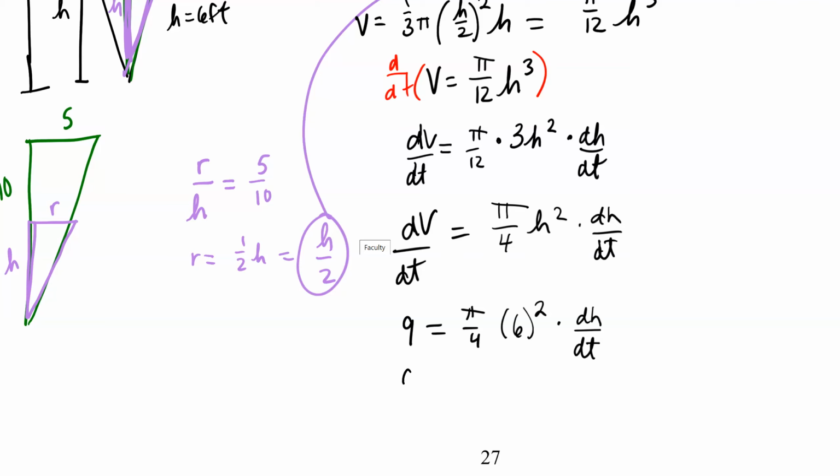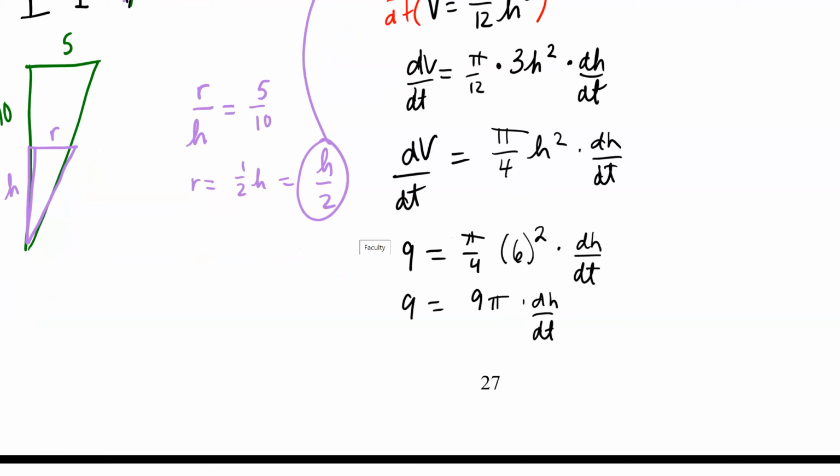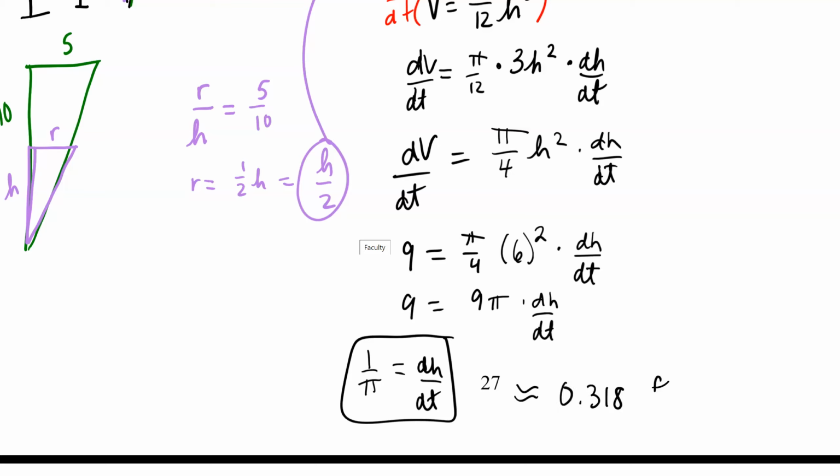So 9 equals, let's see, 36 squared, 36 divided by 4. So this is just 9 pi times dh/dt. When I solve, divide both sides by 9 pi, 1 over pi is the rate of change for my height. Divide by 9 pi on both sides, that's it. If you're wondering, this is approximately 0.318 feet per minute. So it's not changing that much, about 4 inches in a minute.